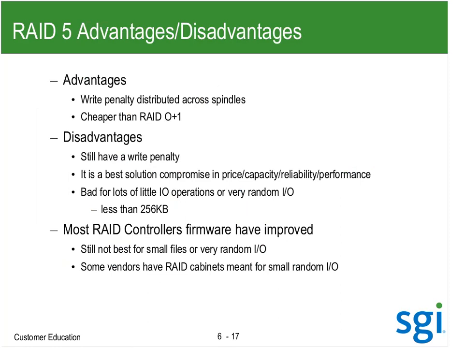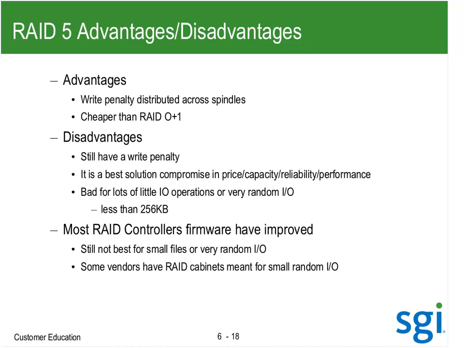So advantages: the write penalty is distributed across the spindles. It's cheaper than mirroring because you're not doing twice the disk space. You do still have write penalties. It is the best compromise between price, capacity, reliability, and performance. But it can be bad for lots of little IOPS, typically things less than 256 kbyte, if I'm doing vi hello mom, for example.